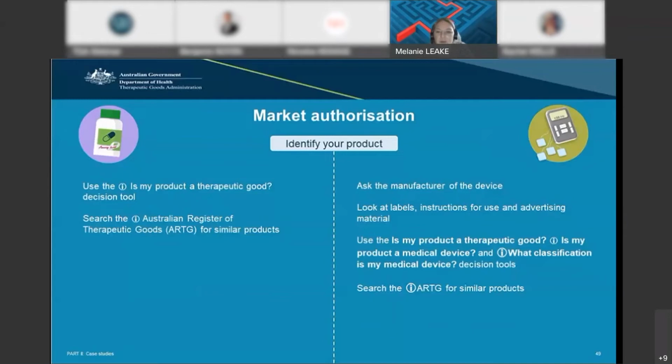So before you apply for market authorisation, you have to determine whether your product is actually a therapeutic good. TGA, as I said, only regulates therapeutic goods. We don't regulate cosmetics or food, so you need to know what kind of product you have, and you can certainly search the ARTG for similar products. And you can also use our decision tools, is my product a therapeutic good, and others that we have available depending on what type of good you have. For medical devices, for example, you can use the is my product a medical device and what classification is my medical device.